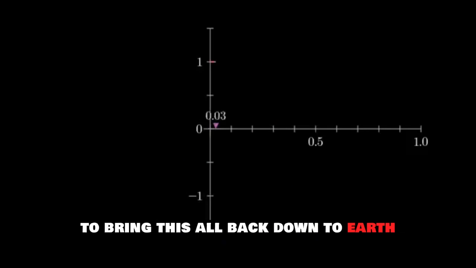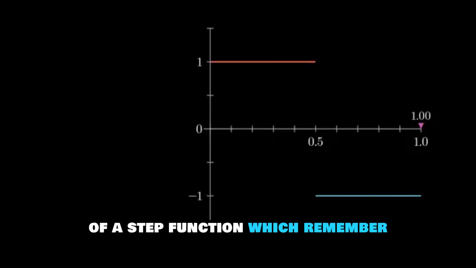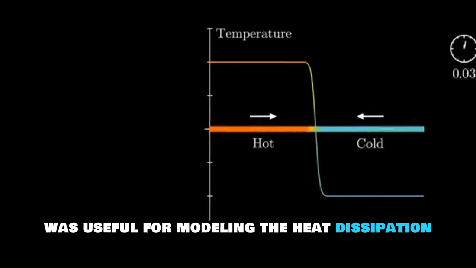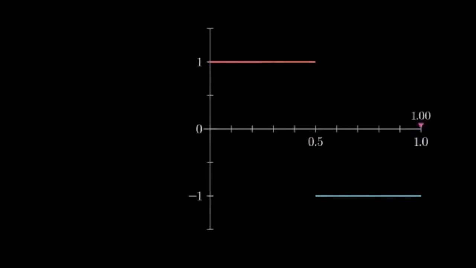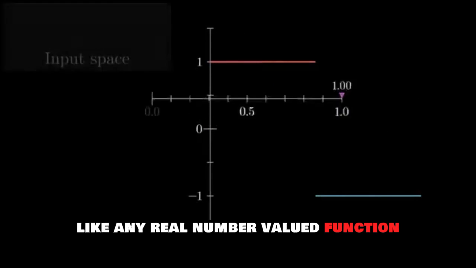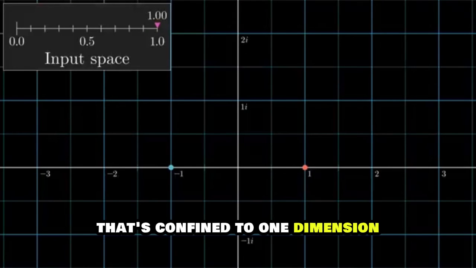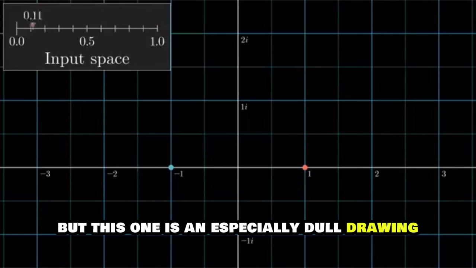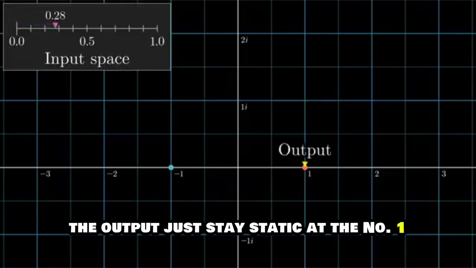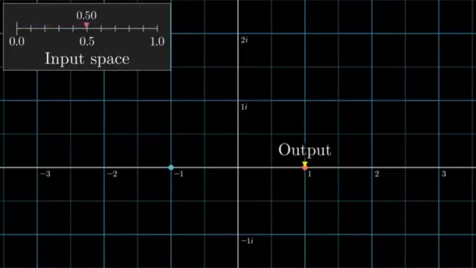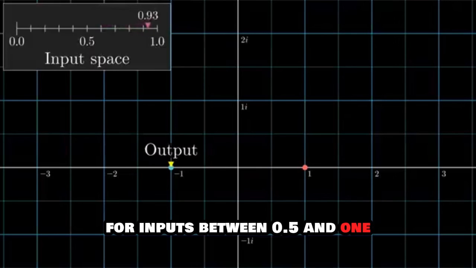To bring this all back down to earth, consider the example we were looking at earlier of a step function, which remember was useful for modeling the heat dissipation between two rods at different temperatures after they come into contact. Like any real number valued function, the step function is like a boring drawing that's confined to one dimension. But this one is an especially dull drawing, since for inputs between 0 and 0.5, the output just stays static at the number 1, and then it discontinuously jumps to -1 for inputs between 0.5 and 1.